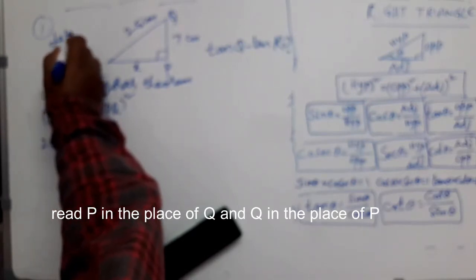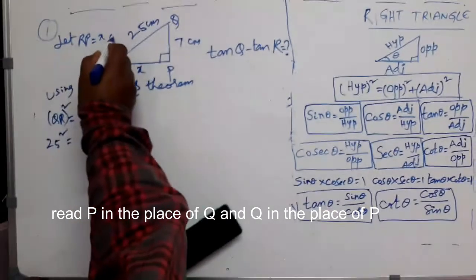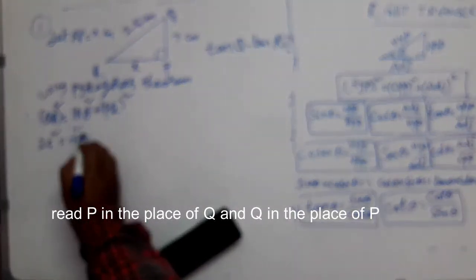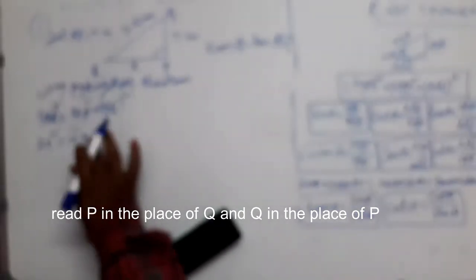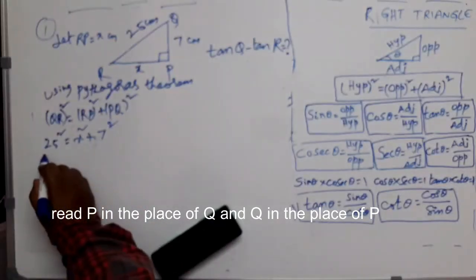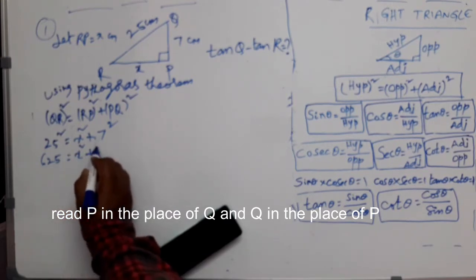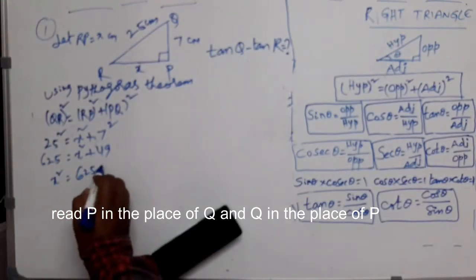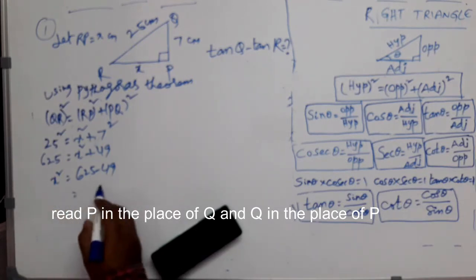Somewhere here we can write, let RP be equal to X centimeters, right? So 25 square is equal to X square plus PQ square. PQ square is 7 square. Let us simplify further. 25 square is 625, equal to X square plus 7 square, which is 49. So X square can be written as 625 minus 49 if you transpose, right? So that is how much? 576.